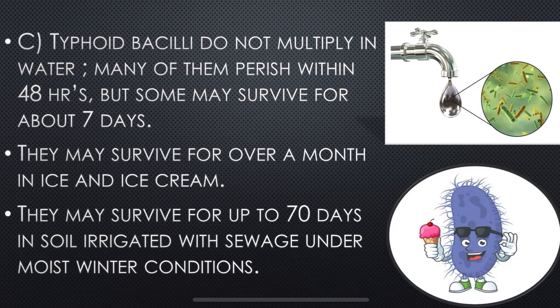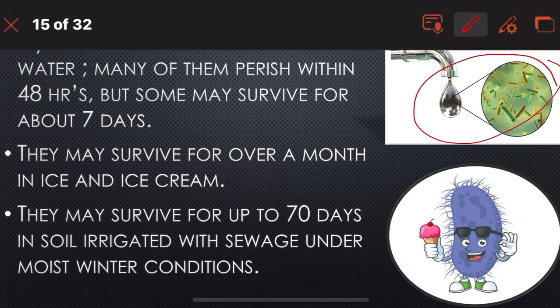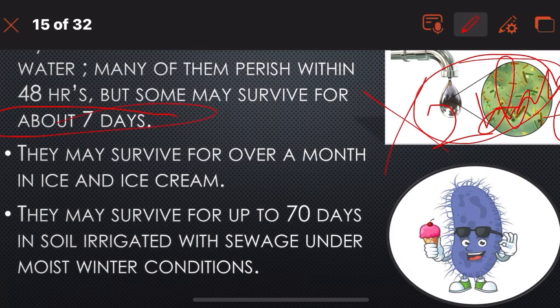Then, typhoid bacilli do not multiply in water. Many of them perish within 48 hours, but some bacilli can survive for 7 days. So when it comes specifically to water, the bacilli will perish within 48 hours. Within 2 days, the bacilli will die, but it can survive up to 7 days.